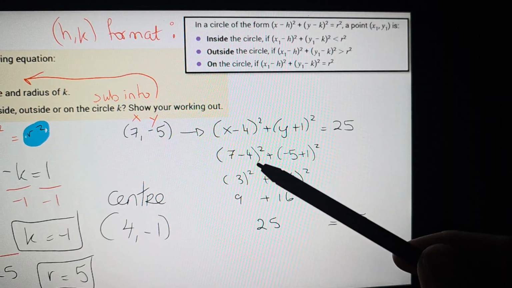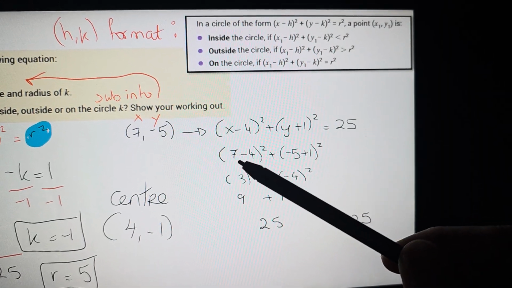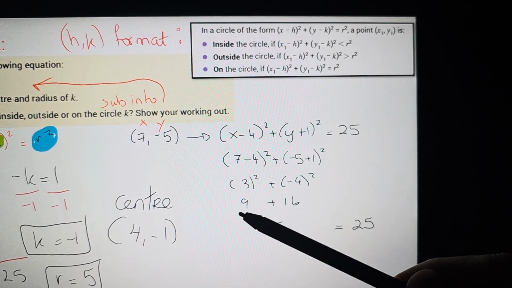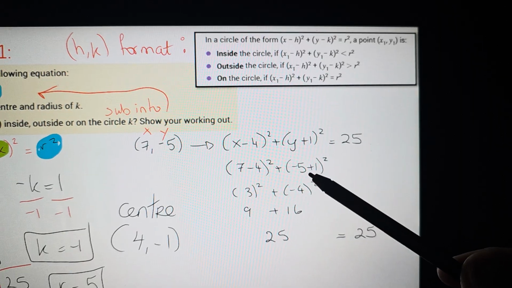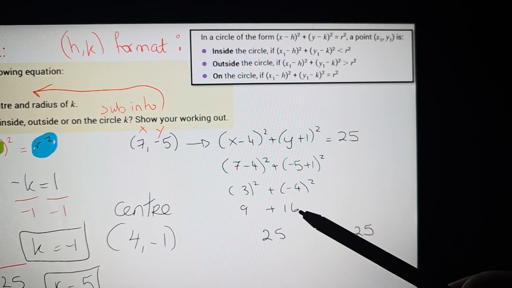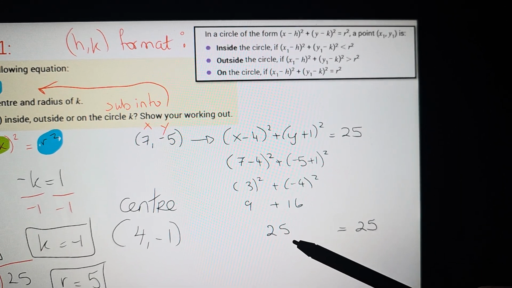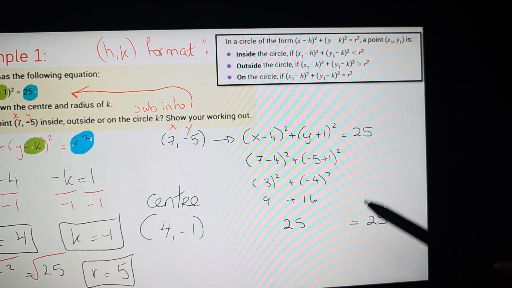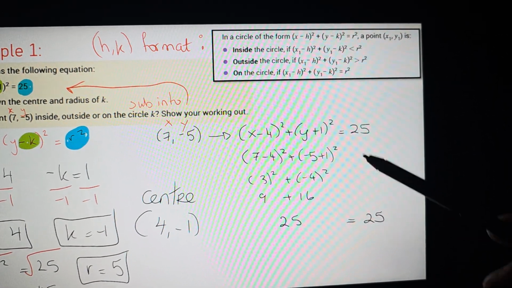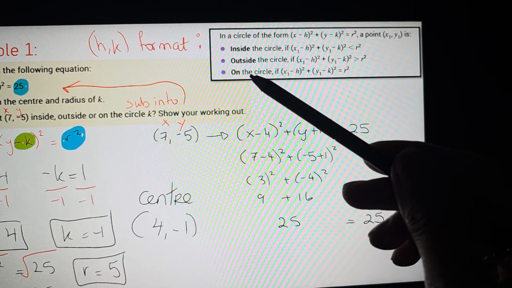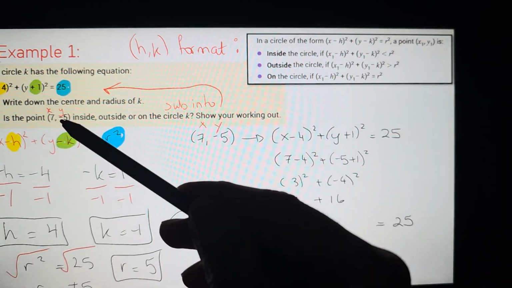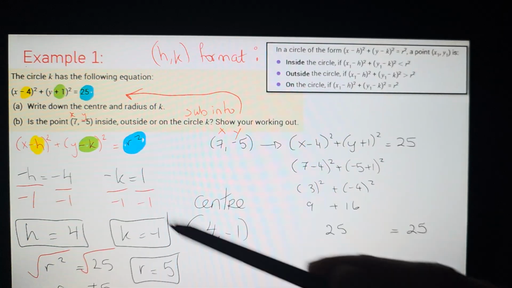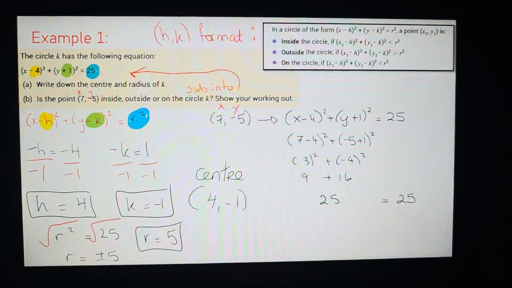So we start tidying it up. You can use your calculator. 7 minus 4 is 3. 3 squared is 9. Minus 5 plus 1 is minus 4. And minus 4 squared is 16. 9 and 16 is exactly 25. So that means the left-hand side of my equation ended up equaling the right-hand side of the equation. That would then tell me that I'm on the circle. So that point, (7, -5), lies around the circumference of that circle.